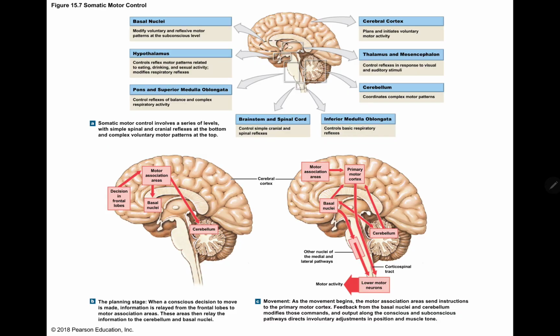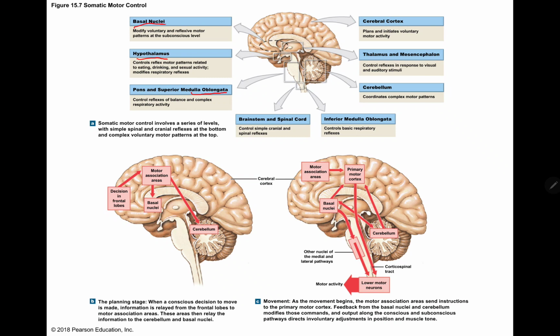And these are just different portions of your brain. You have your basal nuclei that's going to modify voluntary and reflexive motor patterns at the subconscious level. Of course, you have your hypothalamus that's going to control reflex motor patterns related to eating, drinking, sexual activity. It's going to modify your respiratory reflexes. You have your pons and the superior portion of your medulla oblongata that's going to control reflexes of balance and complex respiratory activity. So your respiratory rhythm centers are going to come from here, the medulla oblongata and the pons.